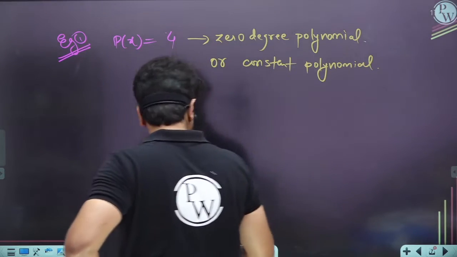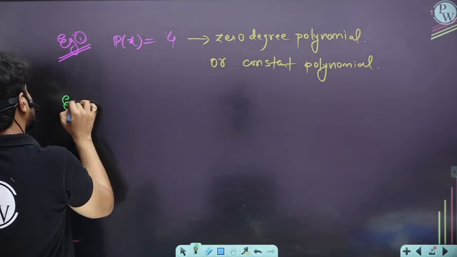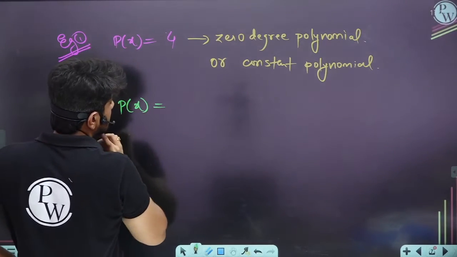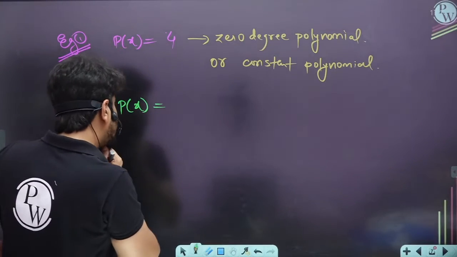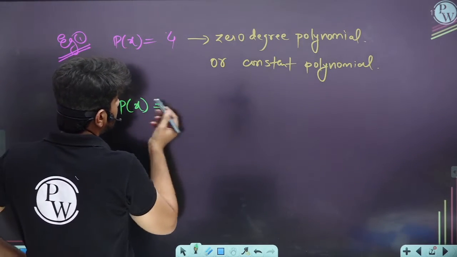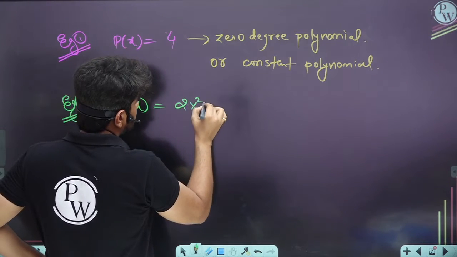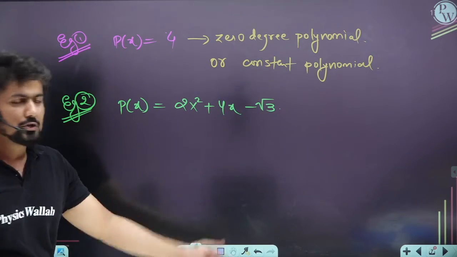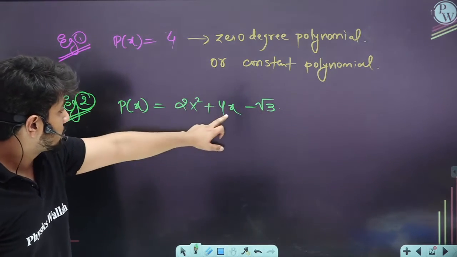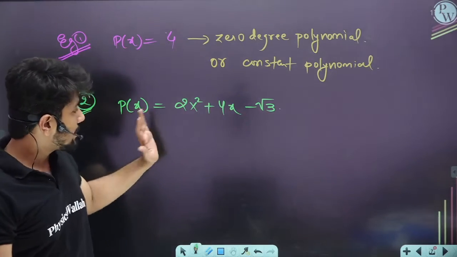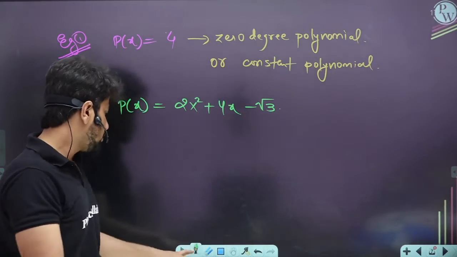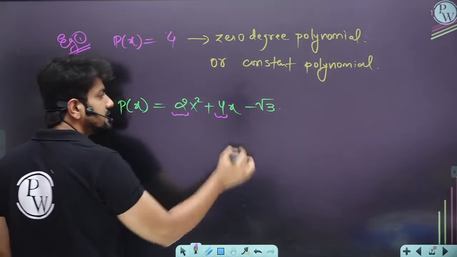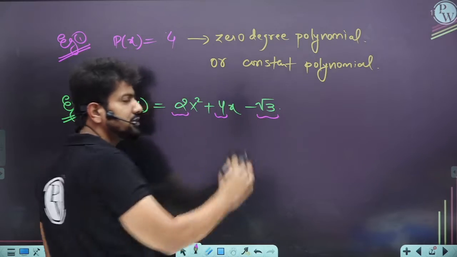Now example 2. P(x) is equal to, I have already given you so many examples of linear polynomials. Let me give you some quadratic polynomial, like 2x square plus 4x minus root 3. Yes, this is a polynomial because here we have x raised to the power 2, here we have x raised to the power 1. These are coefficients. There is a term called coefficient. This 2 is a coefficient, this 4 is a coefficient, this root 3 is a coefficient.